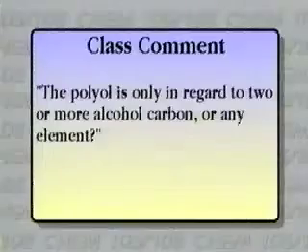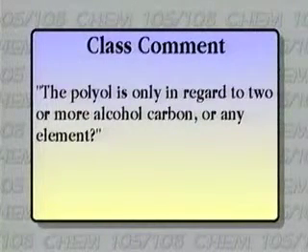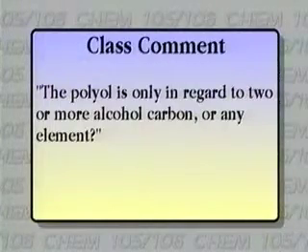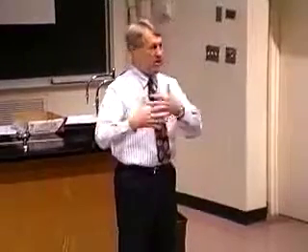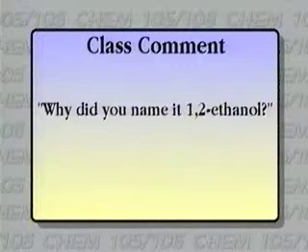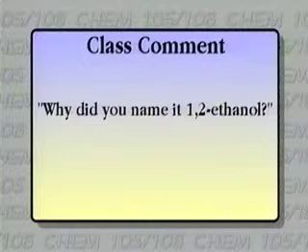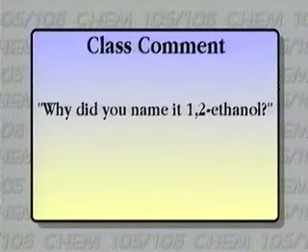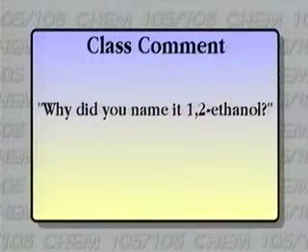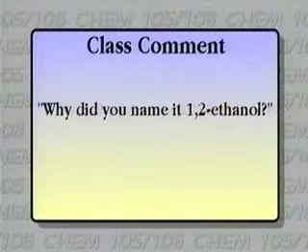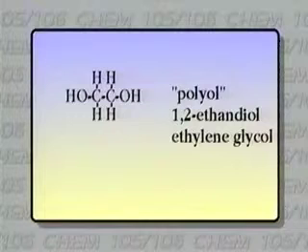I have a question. Kind of a two-part question. So the polyol is only in regards to two or more alcohol, carbon or any? It has to be with carbons because alcohols by definition are hydrocarbon-containing compounds. Okay. And then the 1,2-ethanol is because the one is attached to the first carbon, and the 2 is because it's attached to the second carbon. Is that correct? That's correct. The question was, why did we name it 1,2? And that was to tell where the alcohol groups were attached. One of them on the first carbon and one on the second carbon.